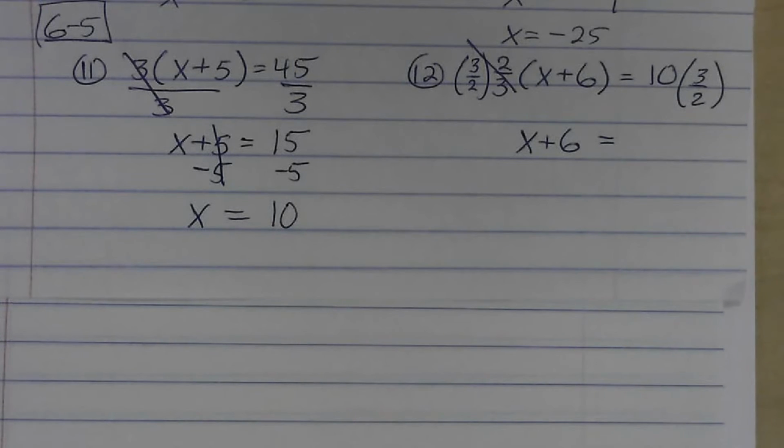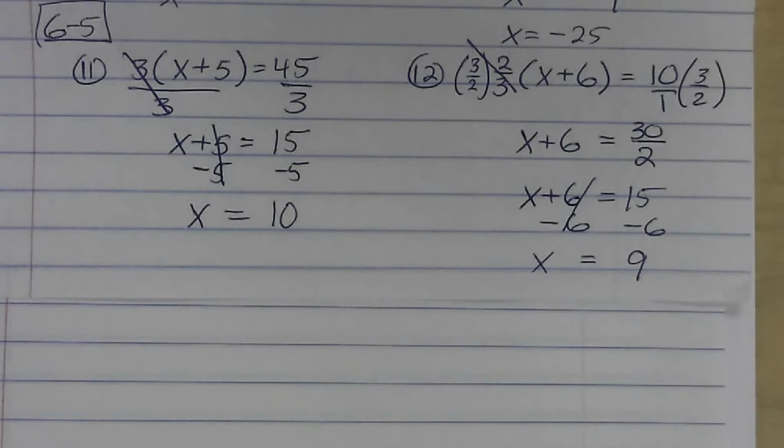On the left, they cancel. On the right, I can turn the 10 into a fraction by placing it over 1. Then I multiply straight across. Numerator times numerator, denominator times denominator. 30 divided by 2 is 15. And I solve the one-step equation.